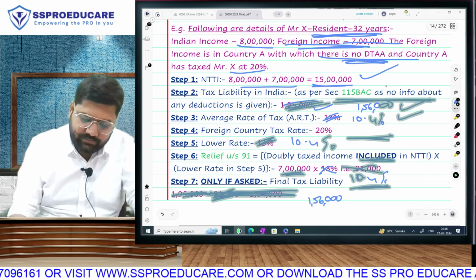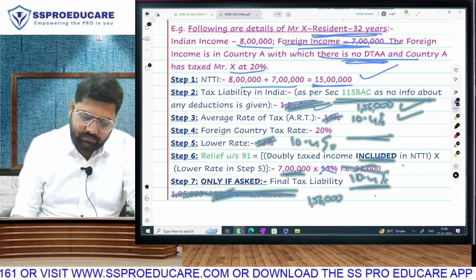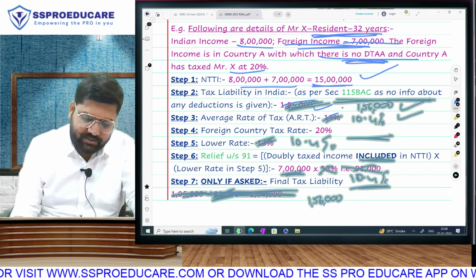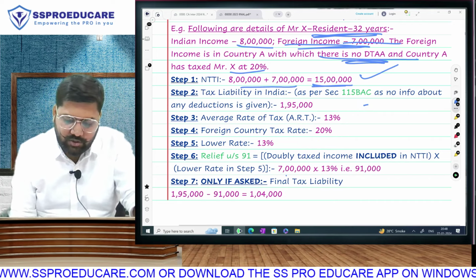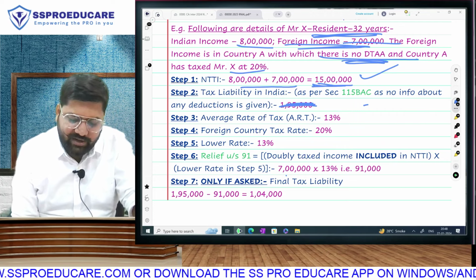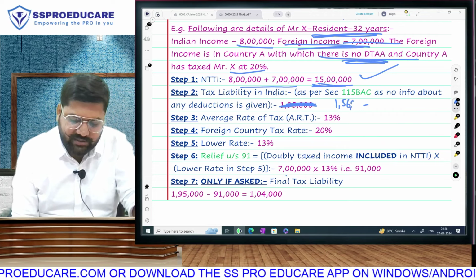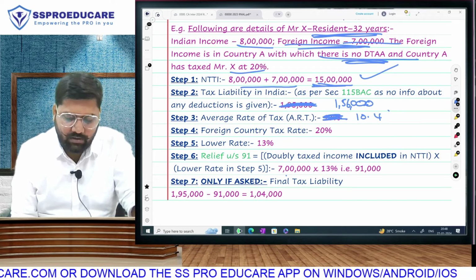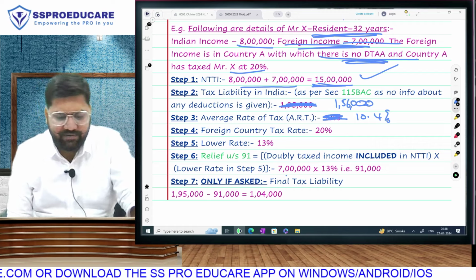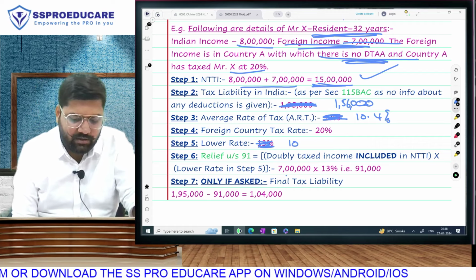I apologize for the error, just that the calculation is not as per the amendment. So on 15 lakh, you will not get 1 lakh 95,000, you will get 1 lakh 56,000, 150 plus cess. So your average rate of tax will become 10.4%. Foreign rate is 20 as given in the question. So lower of the two rates will be 10.4%.